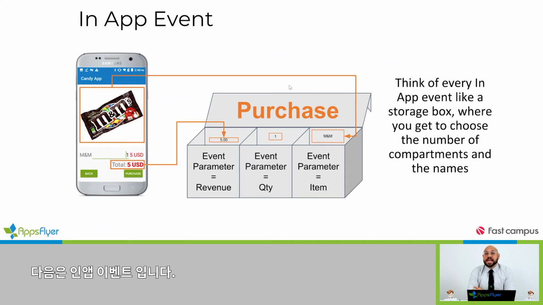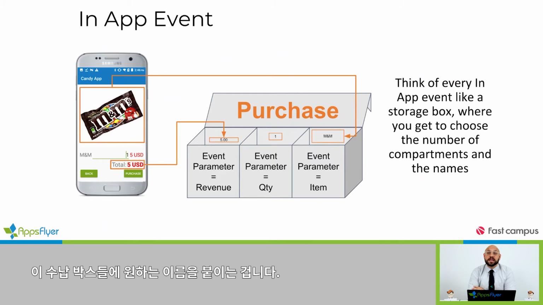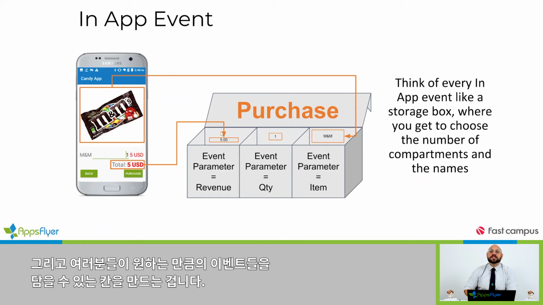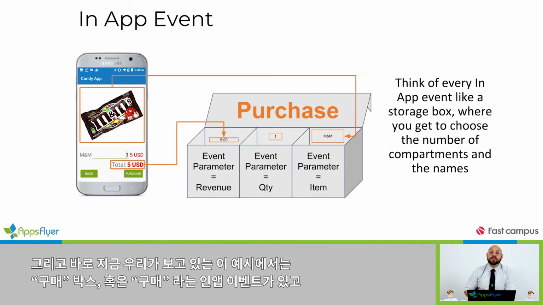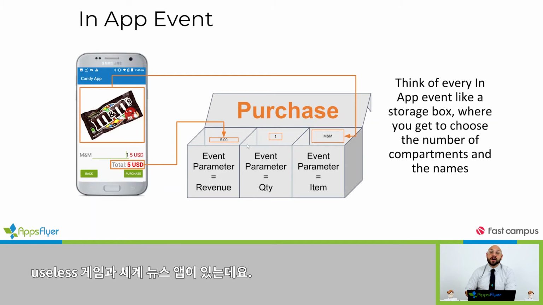Next, we have the term in-app event. Conceptually, I like to tell people to think of in-app events like storage boxes. In these storage boxes, you can name them whatever you want. And in this example, we have the purchase storage box. And you can create as many compartments as you'd like to store as many different values as you would like. In this very example that we're looking at right now, you can see that it is a purchase storage box or purchase in-app event. And in this case, the item is M&Ms, the revenue is $5, and the quantity is 1. And that's because we've bought 1 bag of M&Ms for $5.